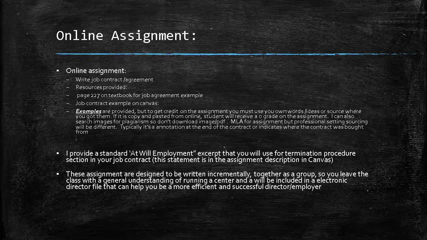So this is also going to be part of your director's file, because this is a pretty important part of being a supervisor, is knowing what's on job agreements, so when you sign them, you know what you're signing. So I'm saving you work down the line, and I'm helping to give you a greater understanding of employment and policies and procedures. So this is a helpful thing to do. I'm going to provide a standard at-will employment excerpt, and you're going to use this in your job contract as part of the termination part of the contract.